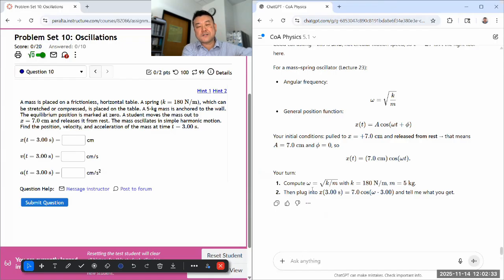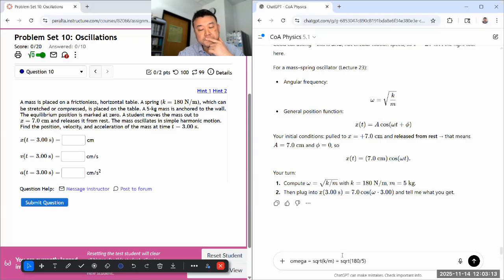I think there's room for a judgment call. One could argue it should have stopped here and asked me to figure out A, omega, and phi, or A and phi, from the given information. But it is actually asking me to calculate omega. So maybe this is a good balance. So omega is equal to square root of k over m, equals square root of 180 newton per meter divided by 5 kilogram, and I trust the units will work out for radians per second.